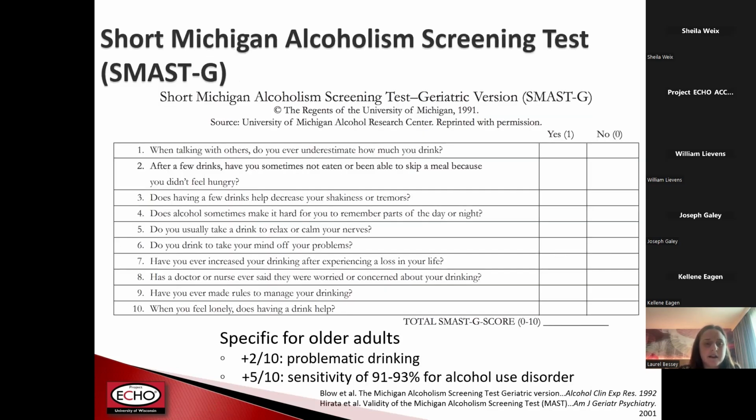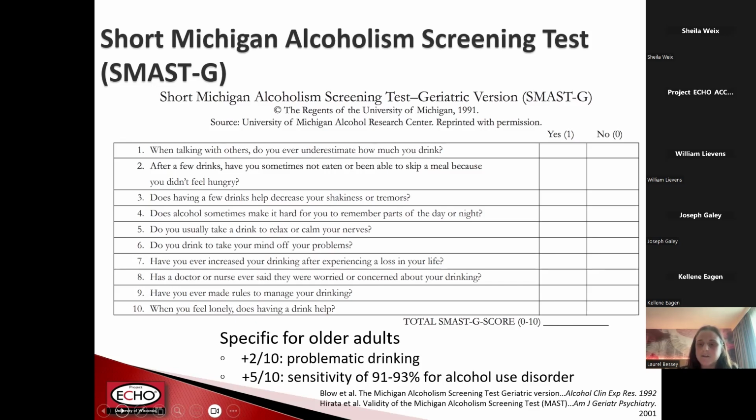The screener I like to use with older adults if I'm suspecting an alcohol use issue is this one. It's the Short Michigan Alcoholism Screening Test for Geriatrics. This is designed to identify drinking problems among older adults.